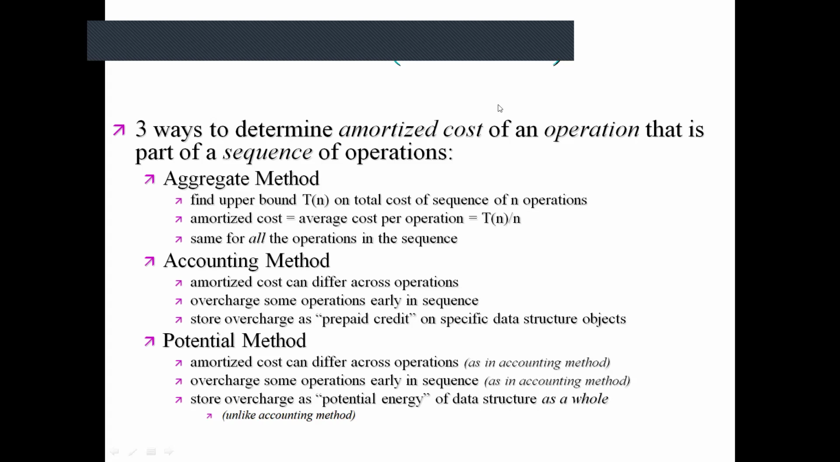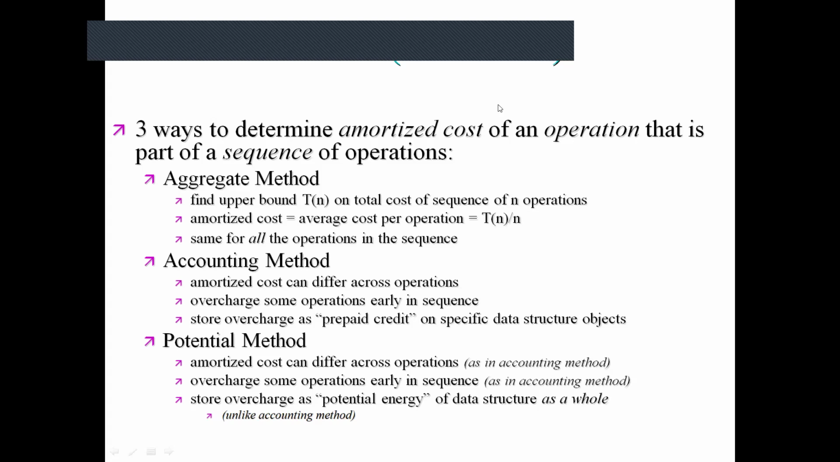That is, if T of n is the total cost, then dividing by n shows the average cost per operation. So the average cost per operation will be the same over all the operations in the sequence. Like one of them will not have a high cost, another one will be less. It's not like that. They will have the same cost.